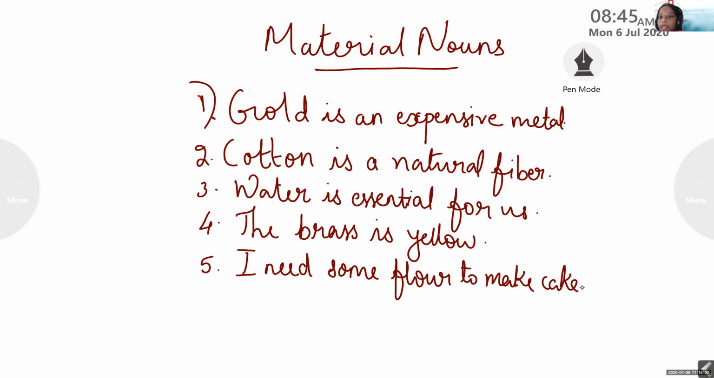What is the fourth one? The fourth one, the brass is yellow. And that is the first one. First one, gold is an expensive metal. Remember the second one? What is the second? Second one, cotton is a natural fiber.